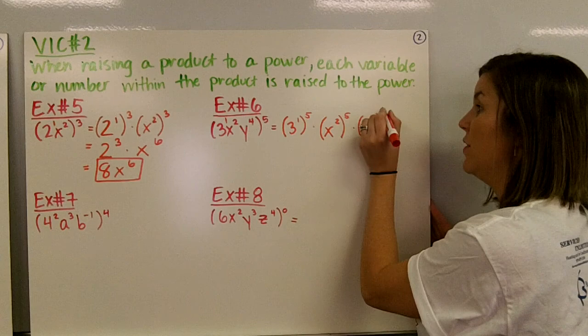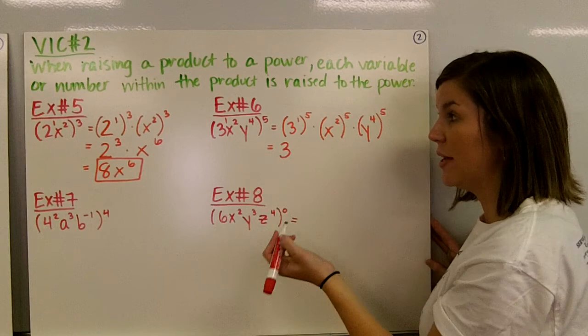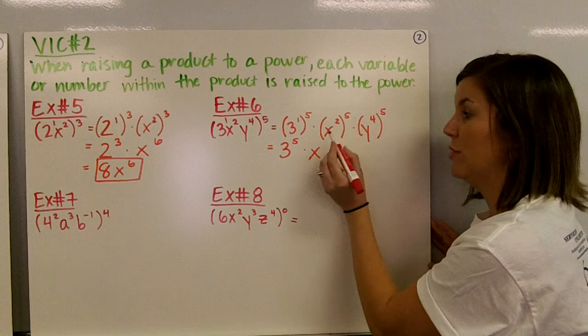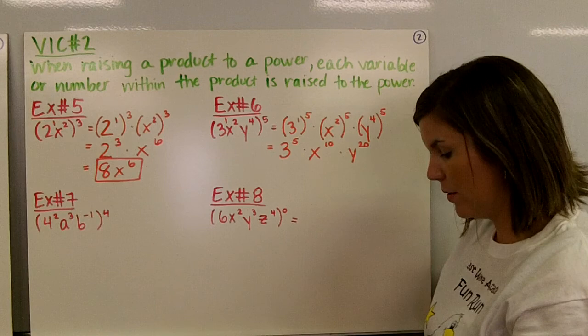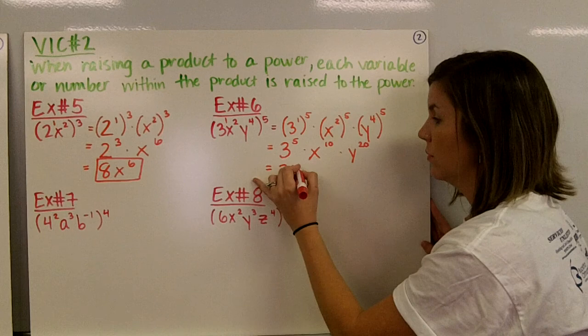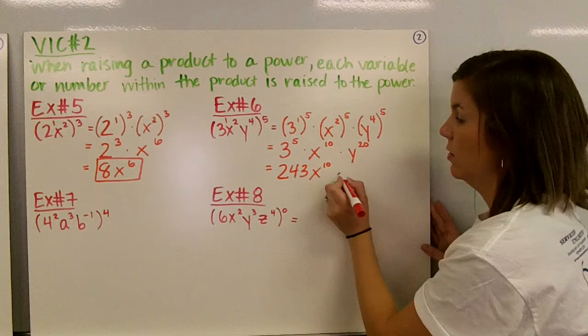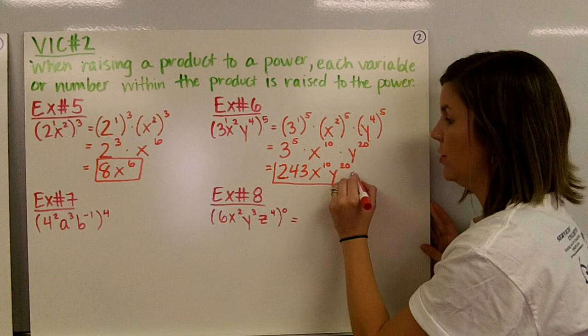A power to a power, multiply. So 3 is the base. 1 times 5 is 5, x is the base, 2 times 5 is 10, y is the base, 4 times 5 is 20. 3 to the 5th power. 3 to the 5th power is, on my calculator, 243 times x to the 10th, so I just write it right next to it, and y to the 20th. 243 times x to the 10th times y to the 20th.